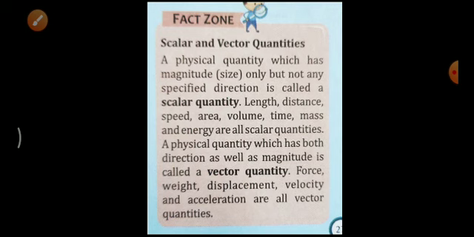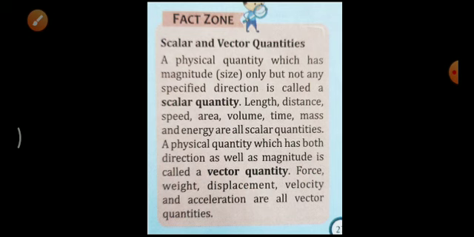So, scalar quantities and vector quantities. All the physical quantities are divided into two types, that is scalar and vector quantities. Okay. A physical quantity which has magnitude only but not any specified direction is called a scalar quantity. So what is the meaning of scalar quantity? If a physical quantity has only magnitude, or the size, and from that quantity we understand only the magnitude without any direction, then it is called a scalar quantity.